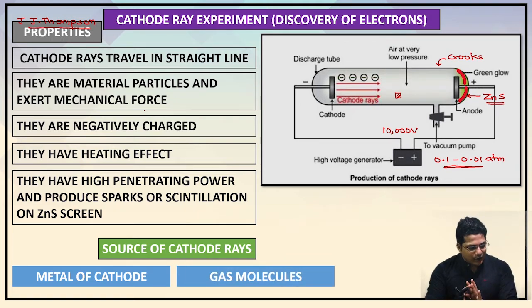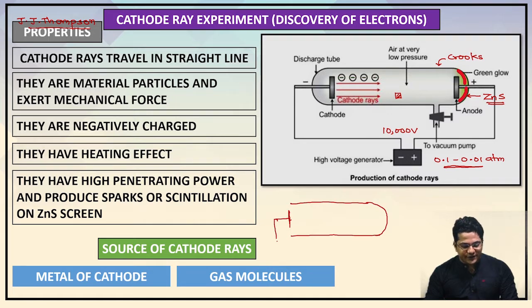Now, how is this happening? Let's understand. Let's imagine you have a tube, something like this. I'll just magnify the diagram for you. So you have a tube, and in this tube, let's suppose you have a cathode over here, and this cathode is connected to a very high potential difference. So I'll just write over here: high potential difference.